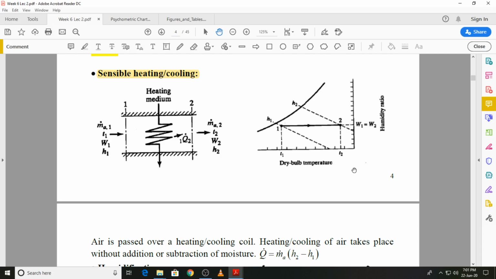And the reason is that if the coil surface temperature is at or below the dew point temperature, when the air comes in contact with the coil, that will lead to condensation, that is removal of moisture, and so the constant humidity ratio condition will not be maintained, which we want to be there when we are talking about sensible cooling. So that is an essential requirement, that the cooling coil surface temperature should remain above the dew point temperature of air.